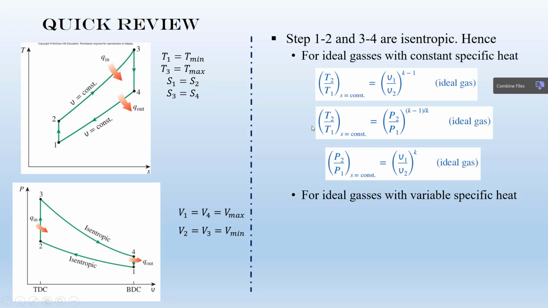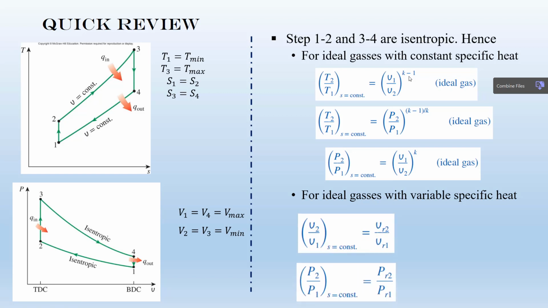So if you assume that you have a constant specific heat, you can use this correlation, keeping in mind that k is the specific heat ratio. If you assume that you have a variable specific heat, then you can use these two correlations to find temperature, pressure, or volume of an ideal gas with variable specific heats in an isentropic process.